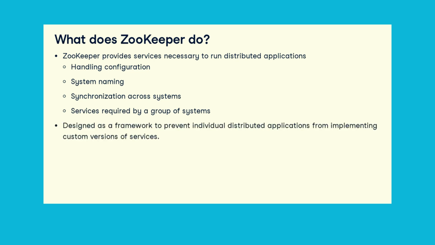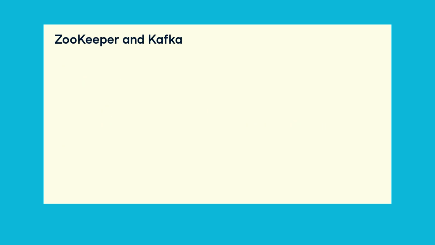It's important to note that ZooKeeper is designed as a framework so that each individual distributed application is not required to implement a custom version of these services. As an example, think about how a power plug or a water hose nozzle implements common standards versus each having its own. This allows for easier configuration, implementation, and interaction. As this is a Kafka course, we're not going to dive too deeply into exactly how ZooKeeper works, but rather what we need to know about ZooKeeper to use Kafka.